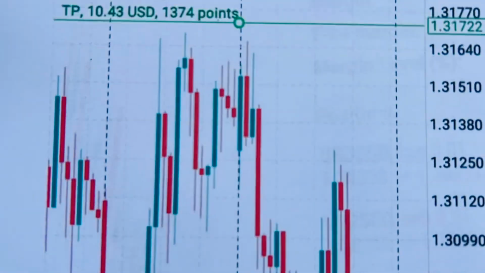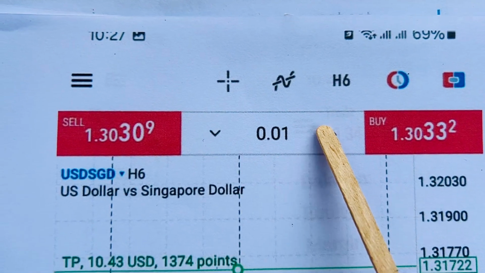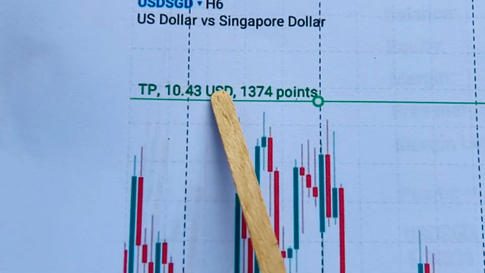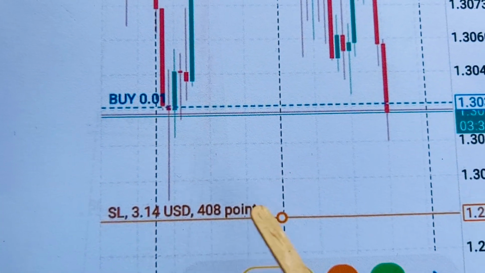The point values are simple. The point values are based on the lot size. The more we add a lot size here, the more the money will be added as a profit, and the more the money will be added as a loss where we set a loss.